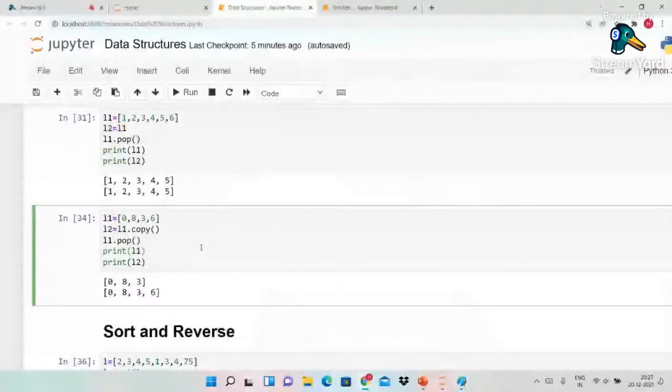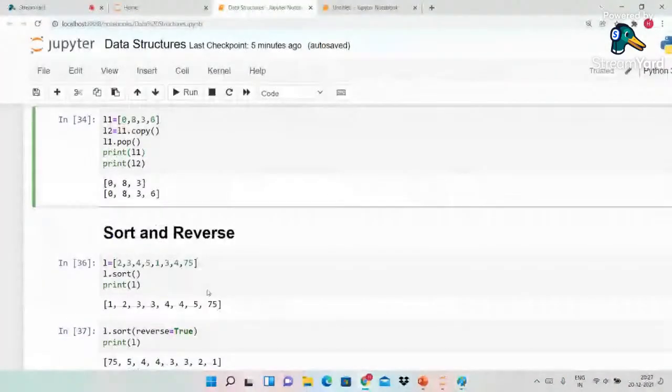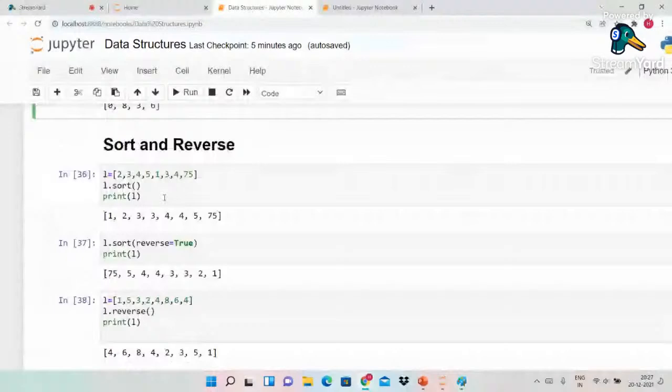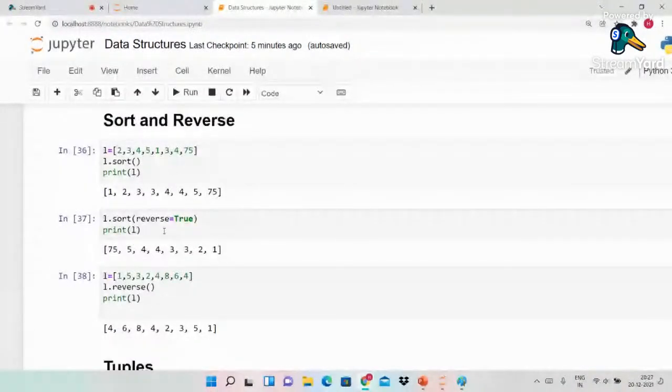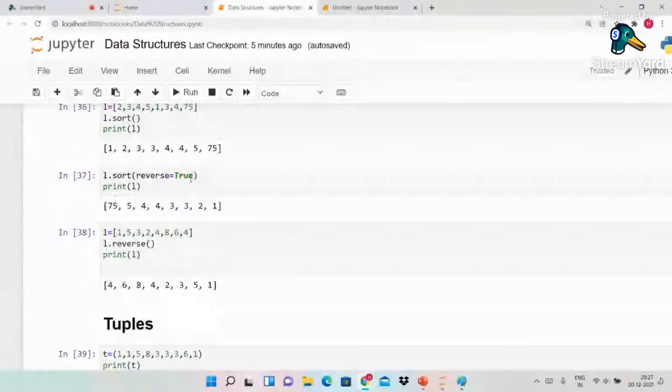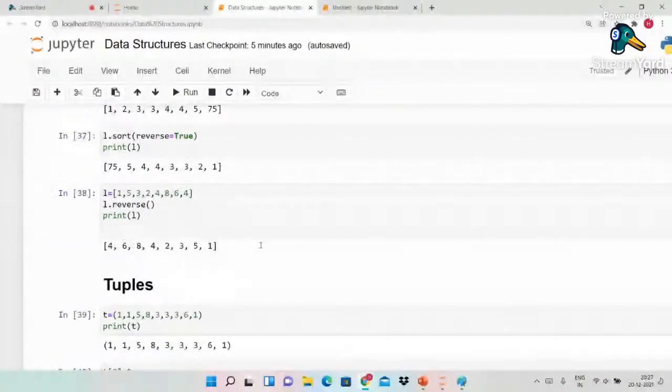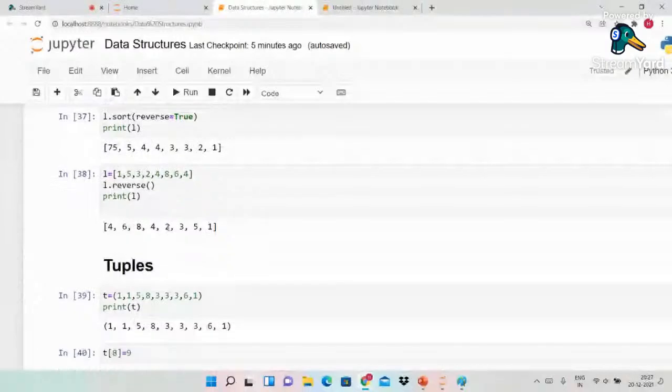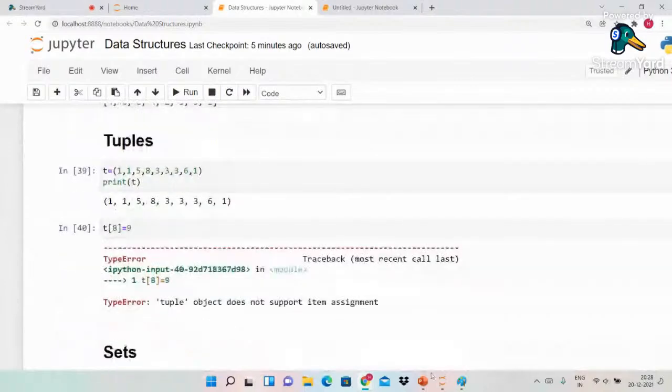And we have other methods also. Sort simply sorts them into ascending order. Reverse is for reversing the list. By default it's false. If you put it as true, then it will give the descending order. And if we simply write the reverse function, then whatever elements are there will just be reversed. Now let us get into tuples.